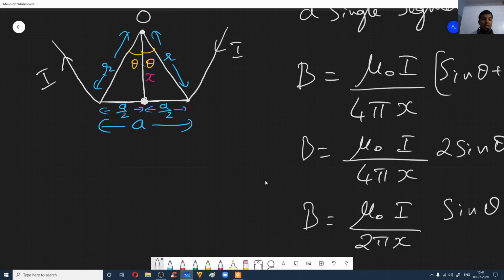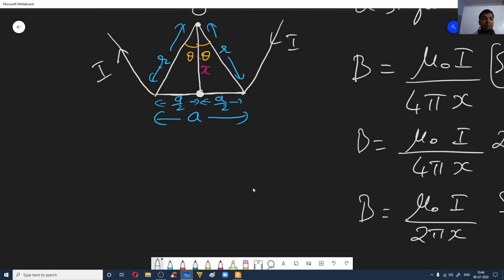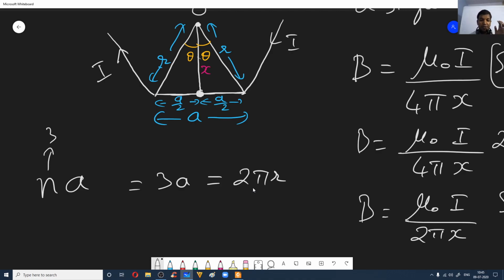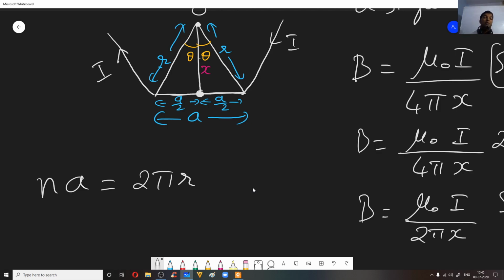Now if you come back to this diagram, say a is the side length. If you multiply it by n, for example for a regular equilateral triangle, n will be 3. Then 3a will be equal to 2 pi r, correct? The length of the wire you should not change, but you are free to change the number of sides which will make up a regular polygon. So going by this idea, you can write na as 2 pi r.